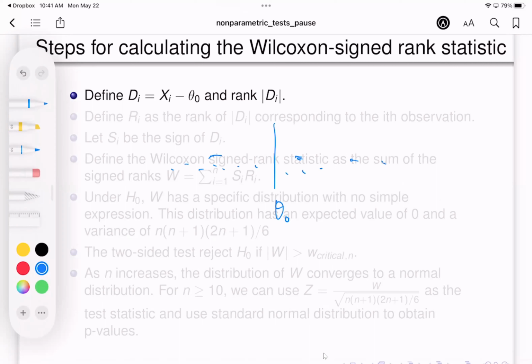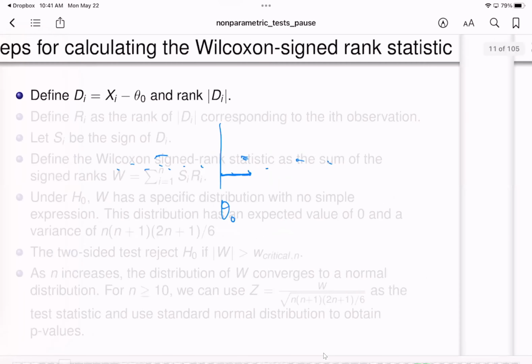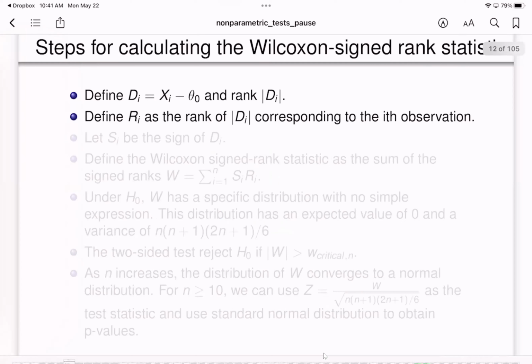This di simply measures how big is the deviation of the observed value from that theta 0. So it's the deviation, and then we consider just the distance, so take the absolute value that measures this distance. Then afterward, we will get the rank of all these distances.